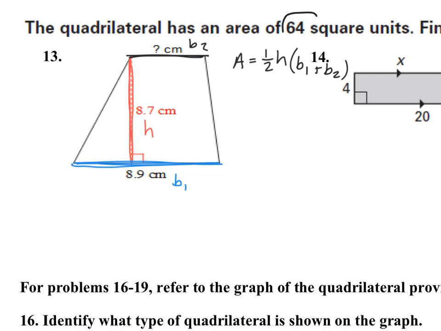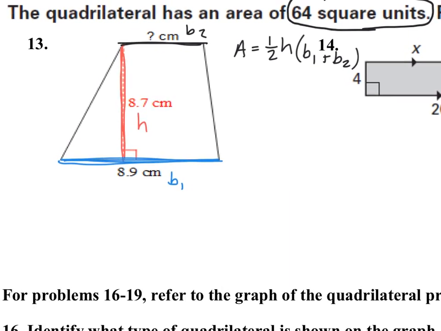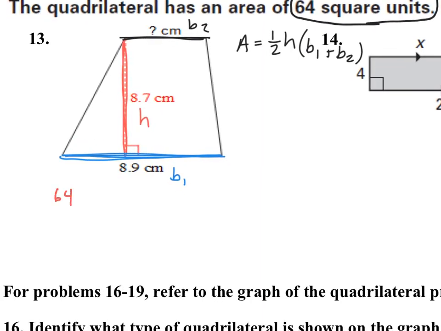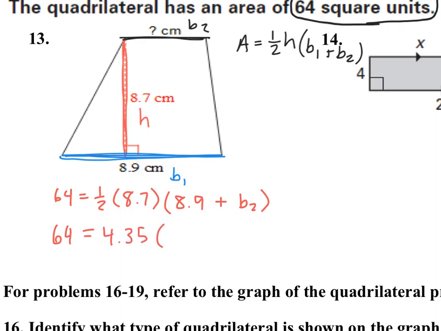Now, this is important information in the instructions. Quadrilateral has an area of 64 square units. So we're going to set our area formula equal to 64. So 64 equals 1/2, and our height is 8.7, and then base 1 plus base 2, so that's 8.9 plus base 2. And now we have to solve for base 2. The first thing we should do is multiply 1/2 and 8.7 together. So we get 64 equals 4.35 times 8.9 plus base 2.